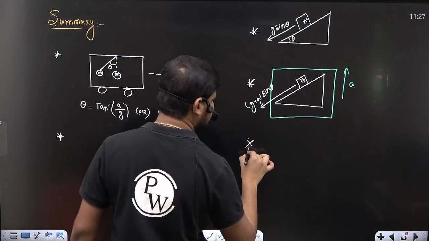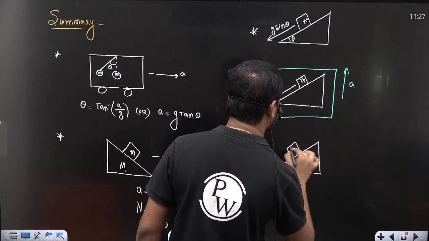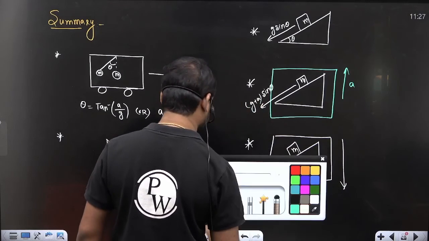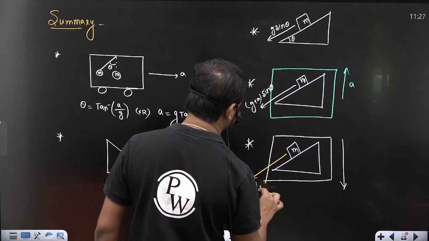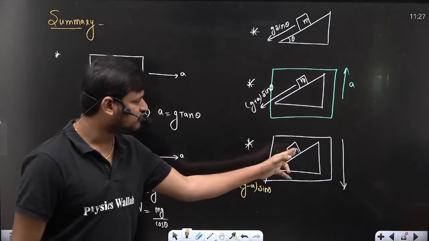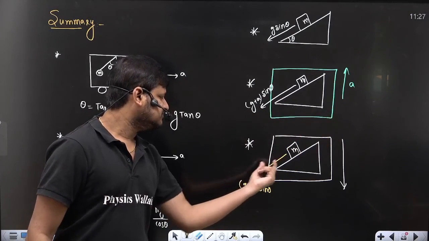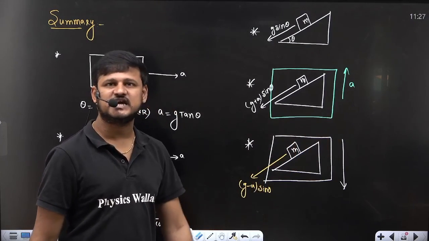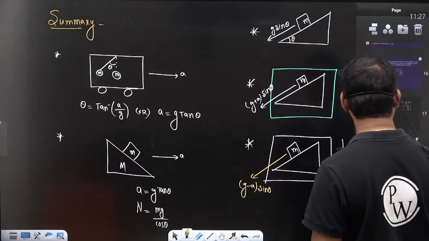And exactly the opposite: if this is the inclined plane and a mass m is placed here, and the whole thing is placed inside an elevator moving downward, then the acceleration will be g minus a sin theta. It will be just the opposite of this, because the pseudo force will act upward, so the ma sin theta component comes this side. So mg sin theta minus ma sin theta, which is nothing but g minus a sin theta, is the acceleration. Clear? These are the standard results and concepts that we discussed in today's session.